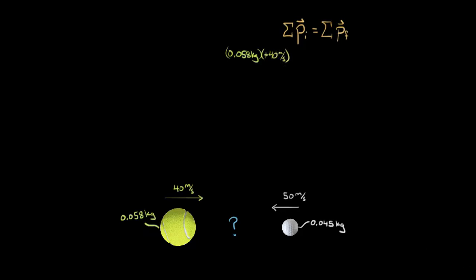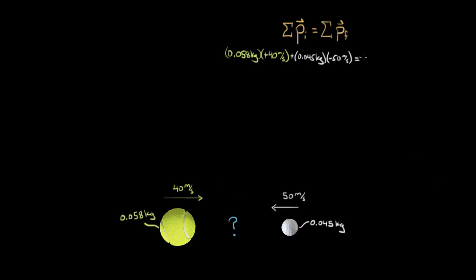The initial momentum of the golf ball would also be mass times velocity, so it'd be plus the mass of the golf ball, 0.045 kilograms, times the initial velocity of the golf ball, which would be negative 50 meters per second. Because the golf ball is moving to the left, and we're going to assume leftward is negative and rightward is positive. So if this is the total initial momentum and momentum's conserved, this should equal the total final momentum.